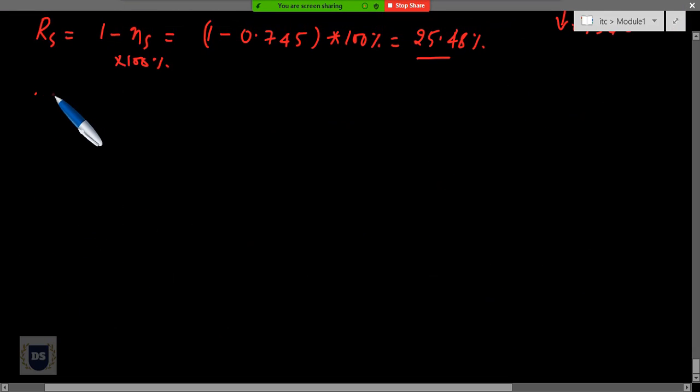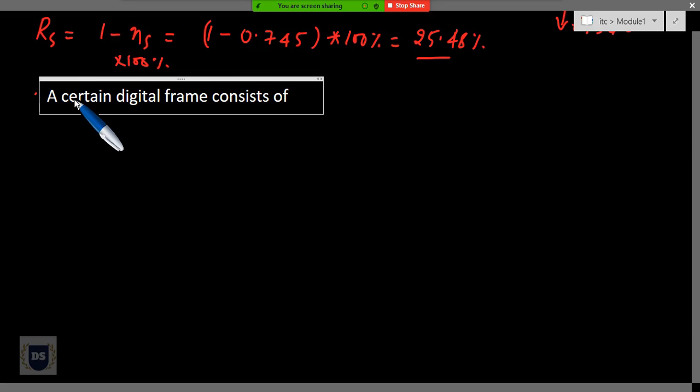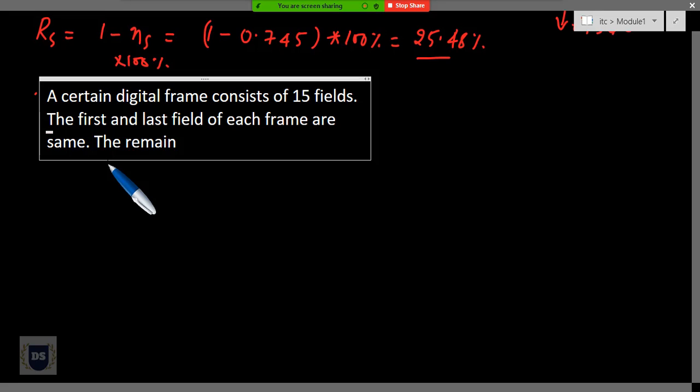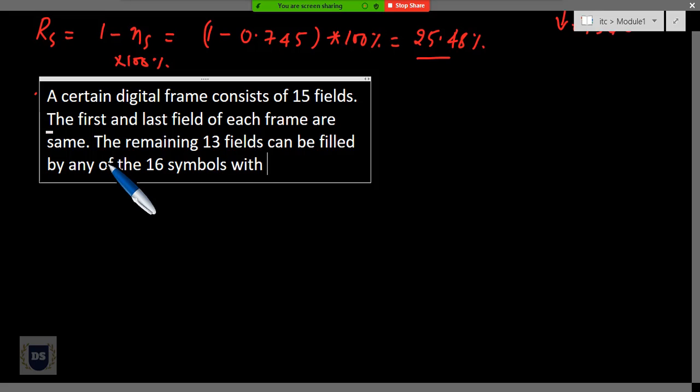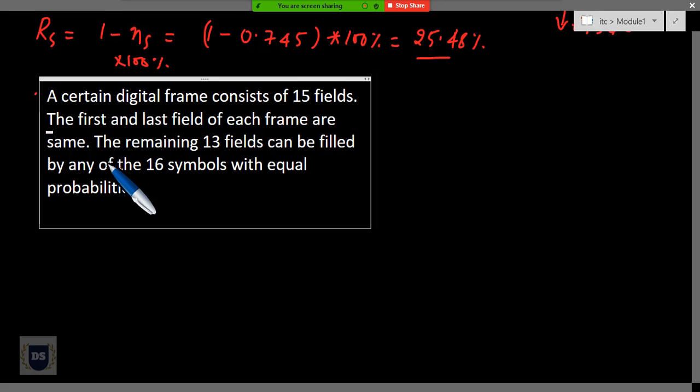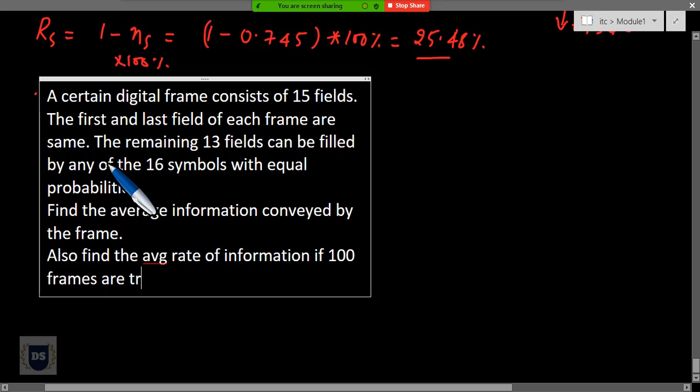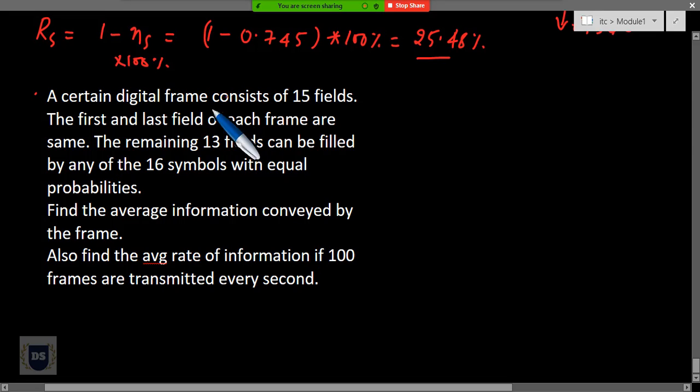Now let's take up our second problem, that which says a certain digital frame consists of 15 fields. The first and the last field of each frame are same. The remaining 13 fields can be any of the 16 symbols with equal probabilities, and they are asking us to find out the average information conveyed by the frame, and also the average rate of information, that which is represented as capital R S, if 100 frames are transmitted every second. So this is our next problem statement. Before we start to solve this problem, let's go through this problem statement again.